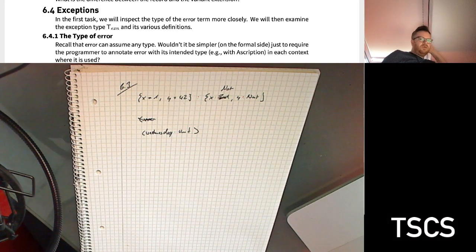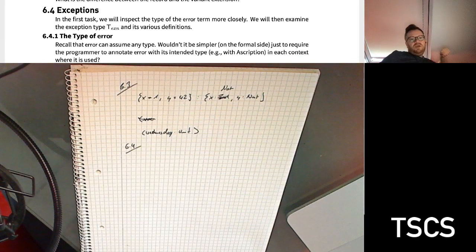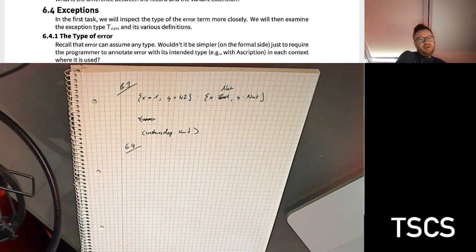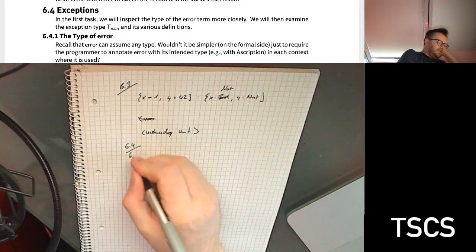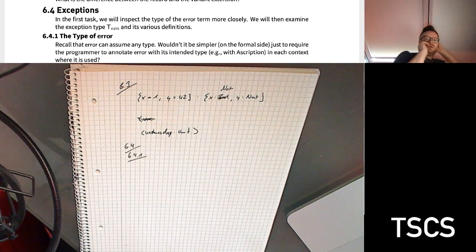So this was a multi-part question here. So here we said in this task we will inspect the type of the error term more closely, and we will examine the exception type T exception as various definitions. And so the first part here, the 641, asked, okay, recall that error can assume any type. Wouldn't it be simpler on the formal side just to require the programmer to annotate errors with its intended type with ascription in the context where it is used? Good. So how would this look?